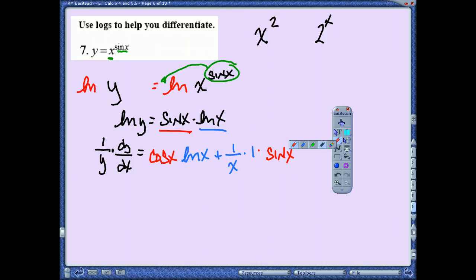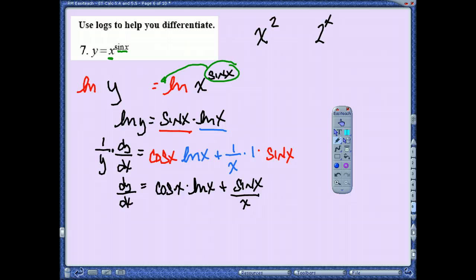When I look to see if there's anything I can simplify, there's just not a lot I can simplify. I have my cosine of x times natural log of x. I have my sine over x. I do need to solve for my dy over dx, so I'm going to multiply both sides by y. When I multiply both sides by y, remember those parentheses are free of charge.